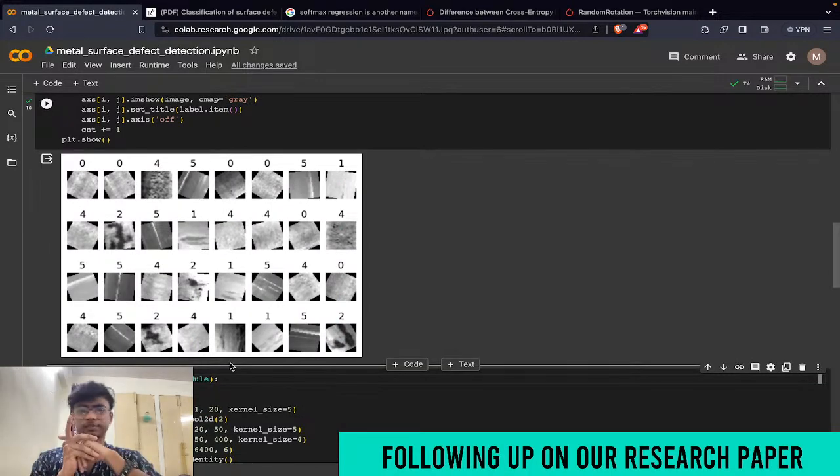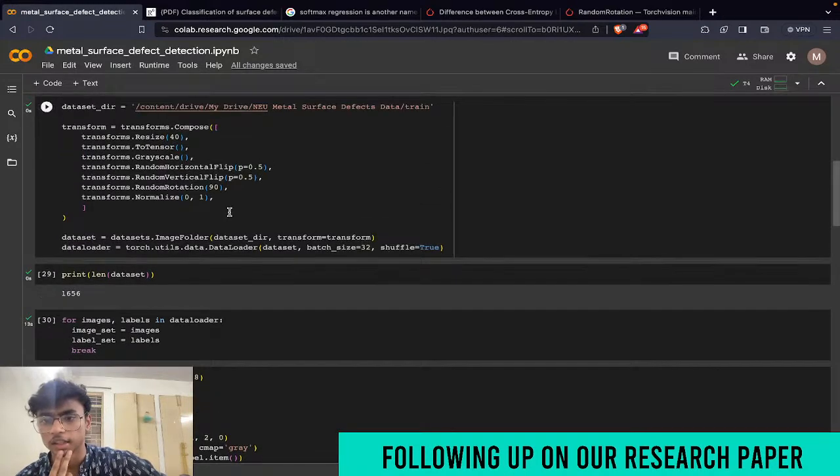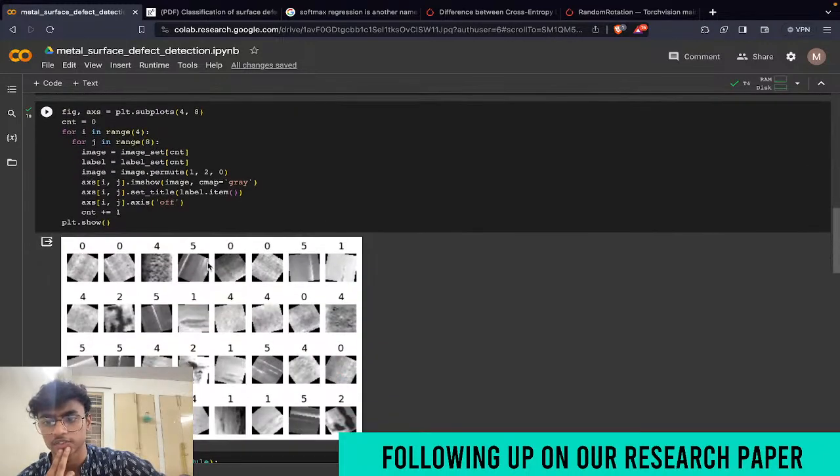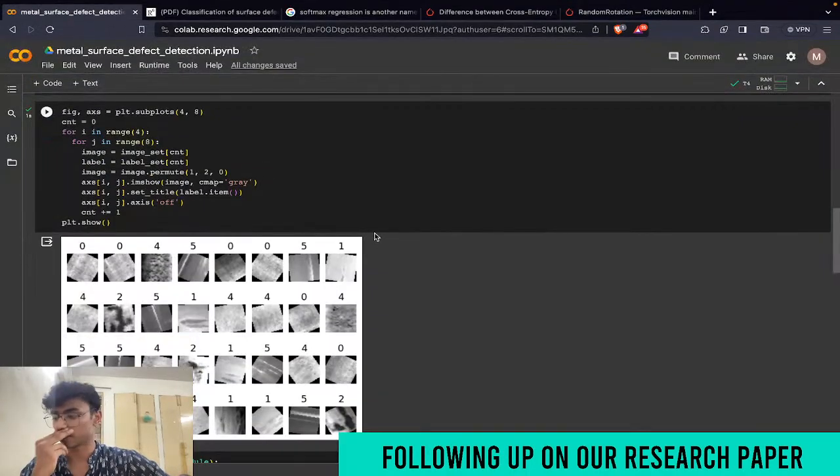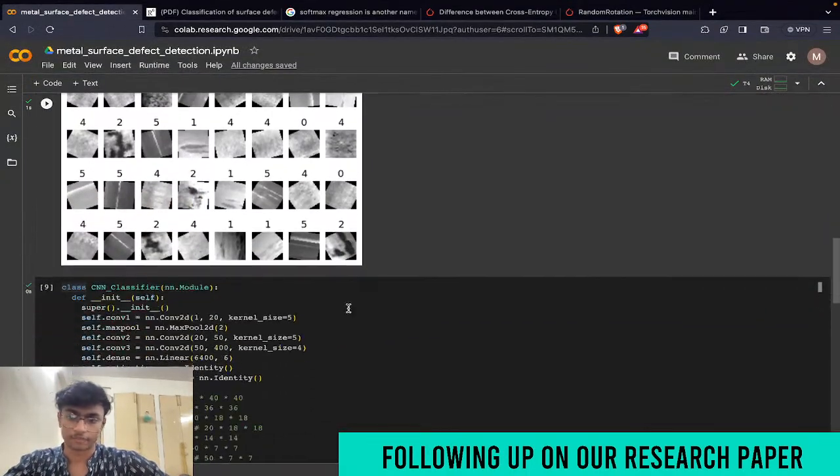I guess I understand what's happening now. It doesn't just rotate by 90 degrees, it takes it as a range. So it rotates anywhere between 0 and 90, as we can see in these images. So that's a problem. How do I tell it the range of degrees to select from? If degrees is a number instead of a sequence, the range of degrees will be minus to plus degrees. Exactly. See, so it's fine. We can use just 90. It works the same way as they have.